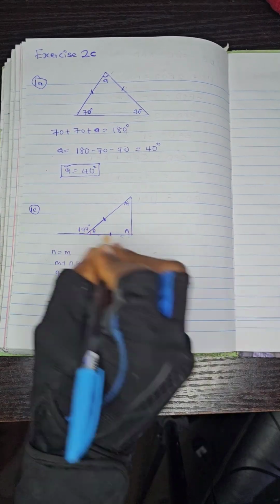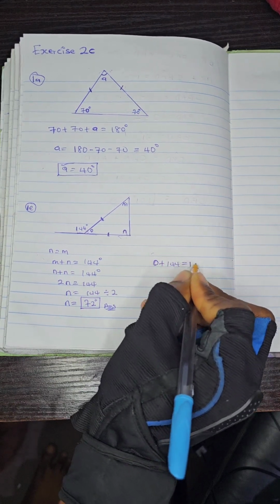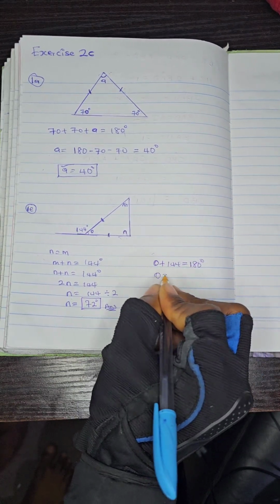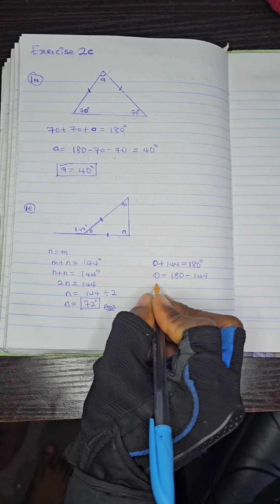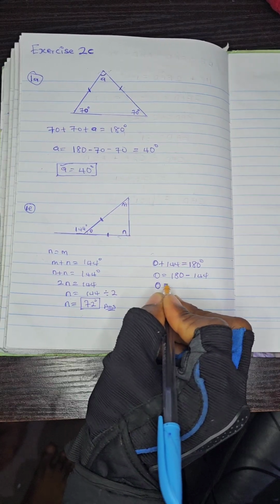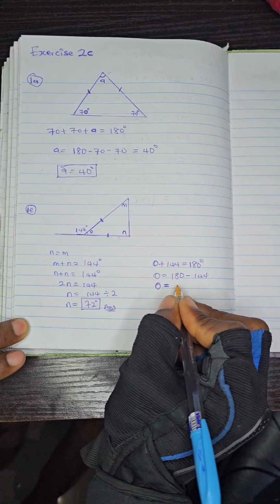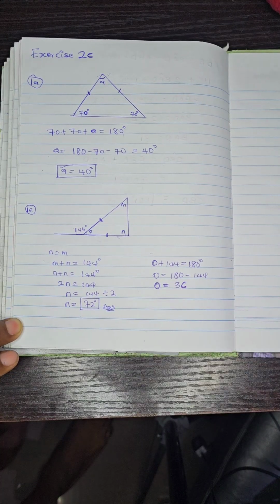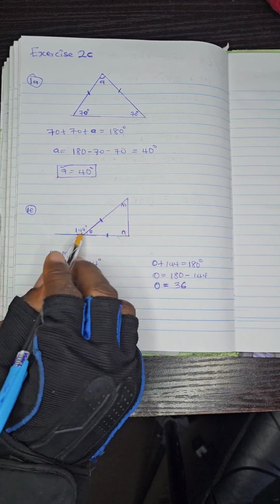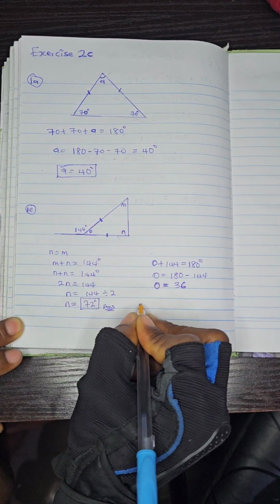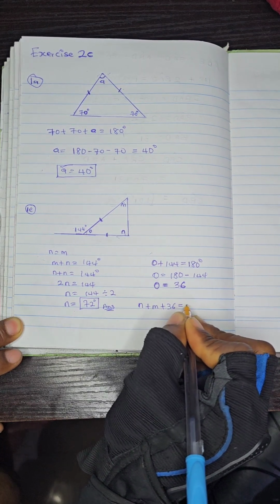So to get what is inside here, let me call it O. I will now say O plus 144 will give me 180. So O will now be 180 minus 144. So O will now be what? 36. So that's for O. And we now know that this plus this plus this is 180. So I can say N plus M plus 36 is what?